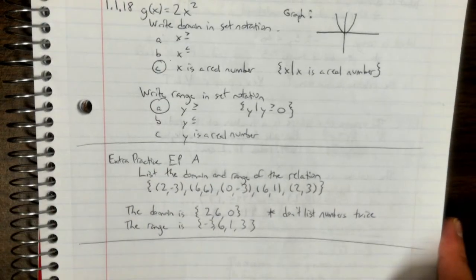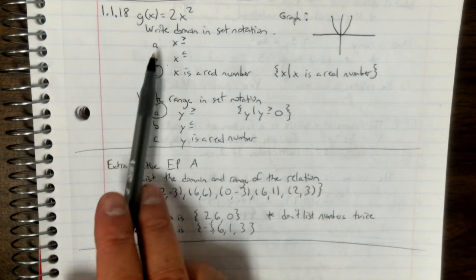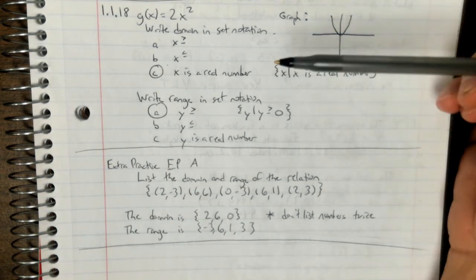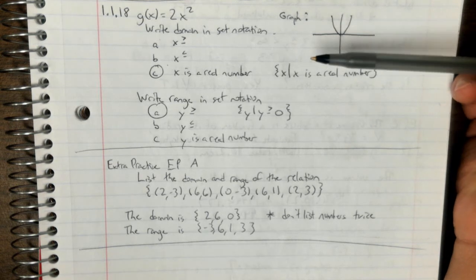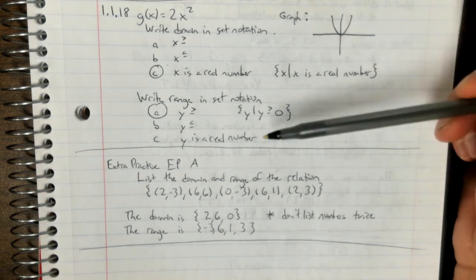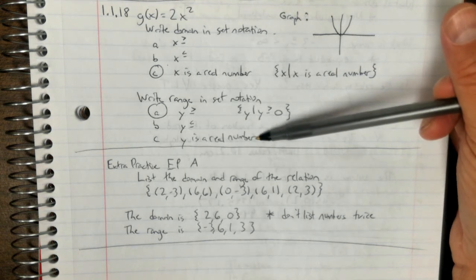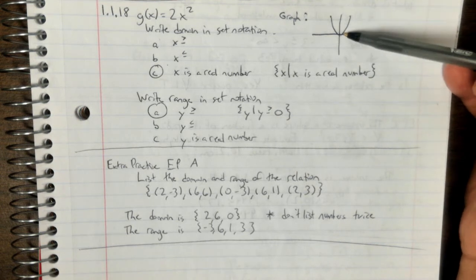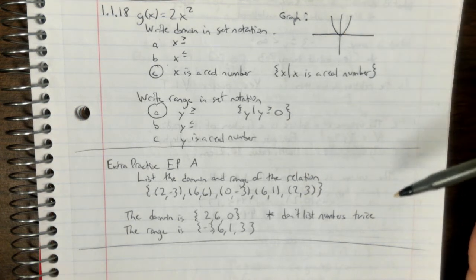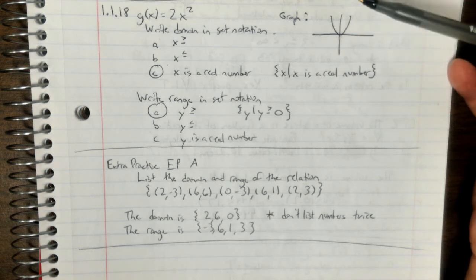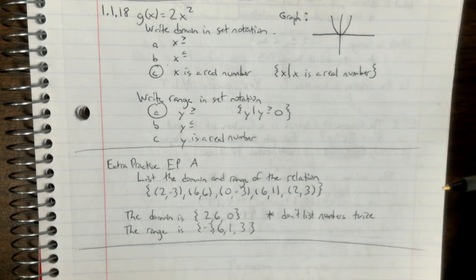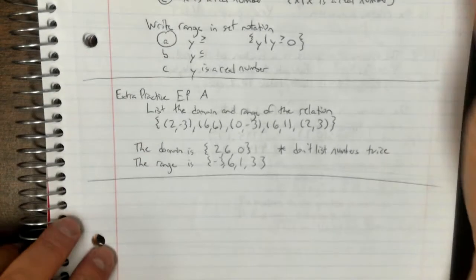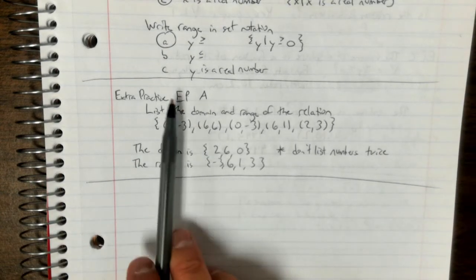And then you need the range. So remember, domain relates to x, range relates to y. So you can't have any negative values for y, so you can't use the real number or the less than or equal to. It's basically y has to be bigger than or equal to 0. So that basically means from the x-axis to the top. So that's your range.